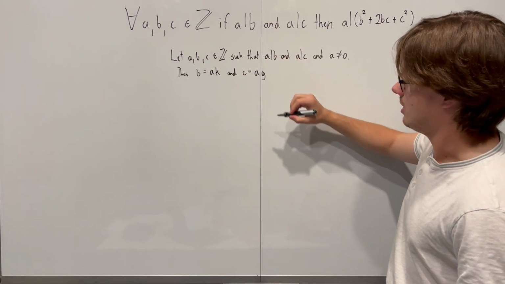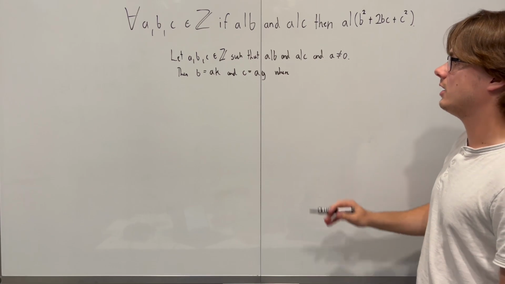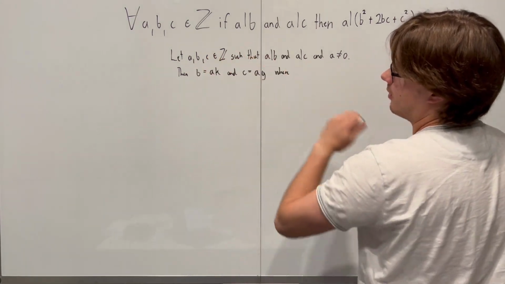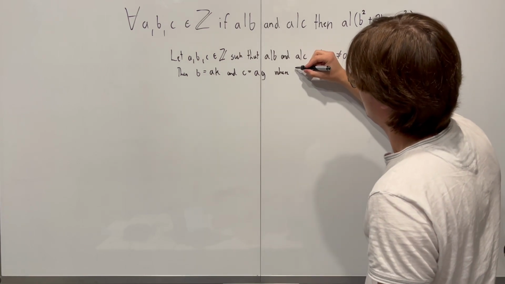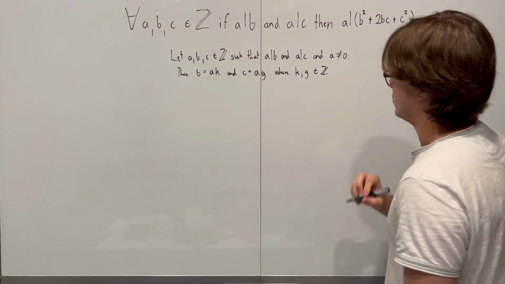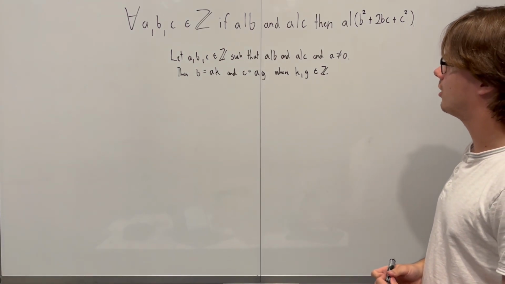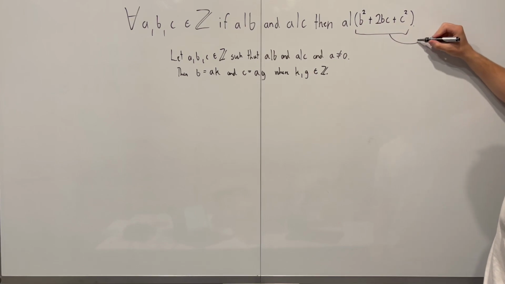I'll choose g. Because the reader can only see what we're writing here, they know what a, b, and c are, their integers, but they don't know what k and g are, so we have to obviously define k and g. So we have to say where k and g are in fact integers. Fantastic.